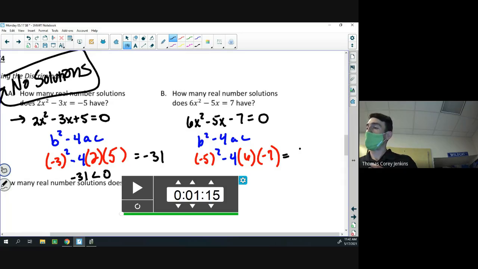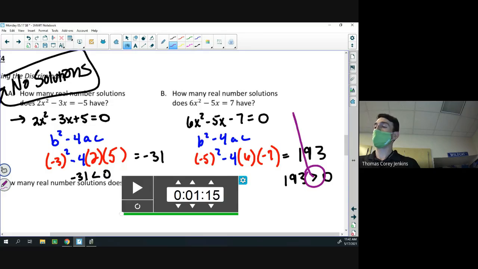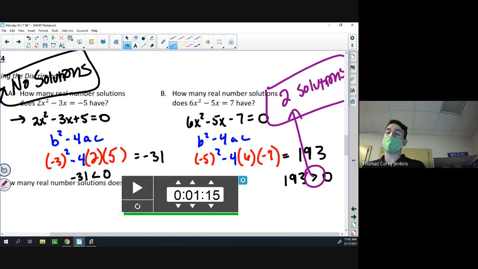So that should end up being 193. Okay, 193. The key is that it's positive. Okay, so 193 is greater than 0. If it's greater than 0, anybody see how many solutions that means? 2 solutions. Very good. The only other case we didn't cover, which you would see in example C, is if you get 0, that's a 1 solution. Okay, so we can talk about why tomorrow. And I know you guys have questions, but we'll get to them tomorrow. But this should be a good start.